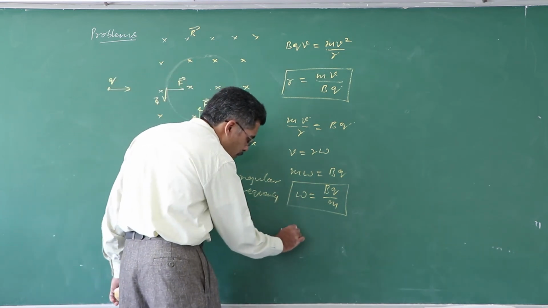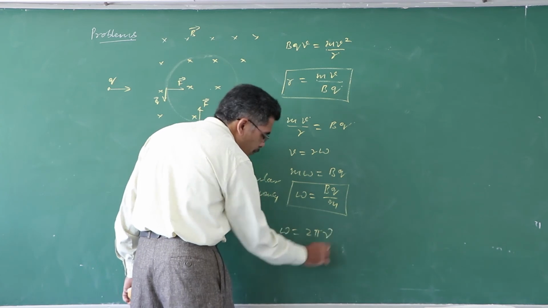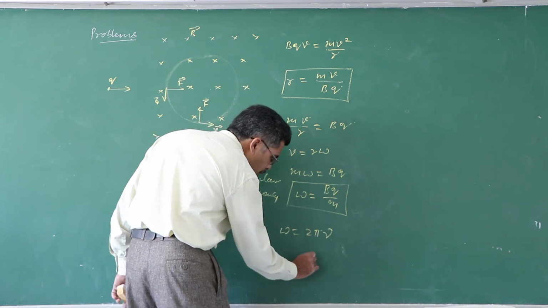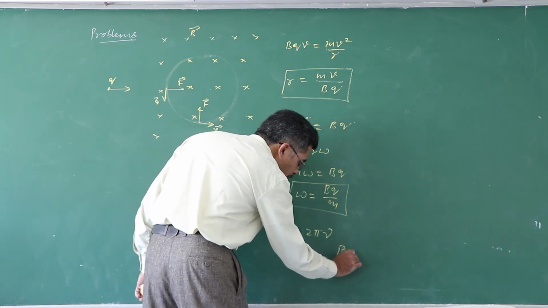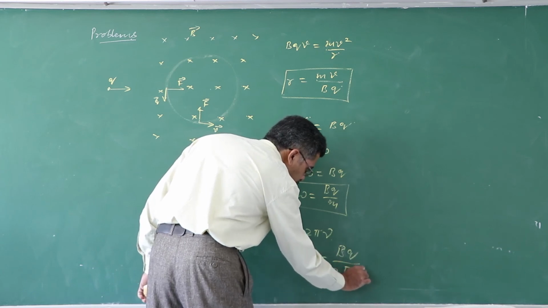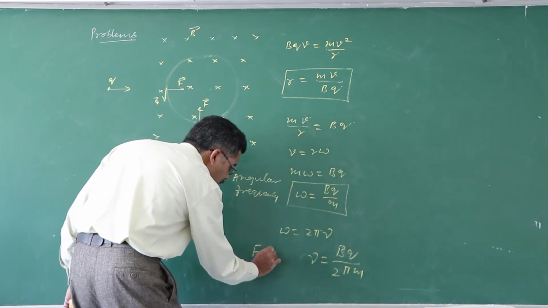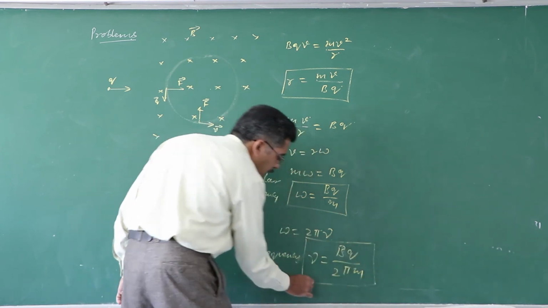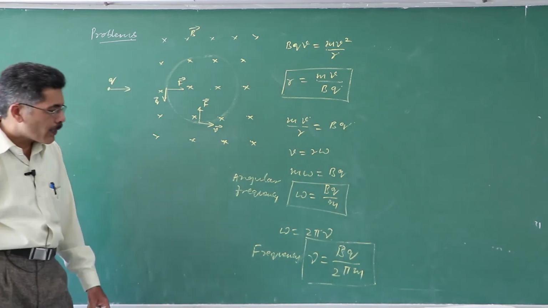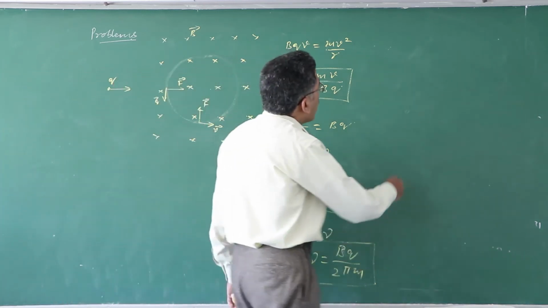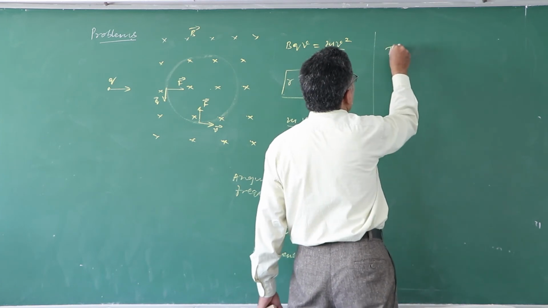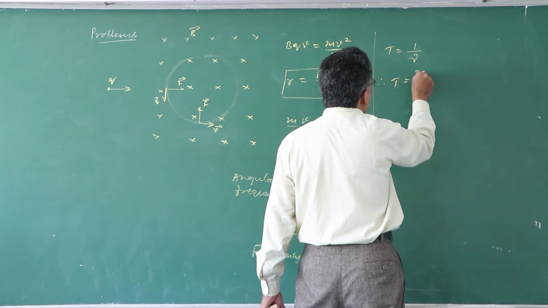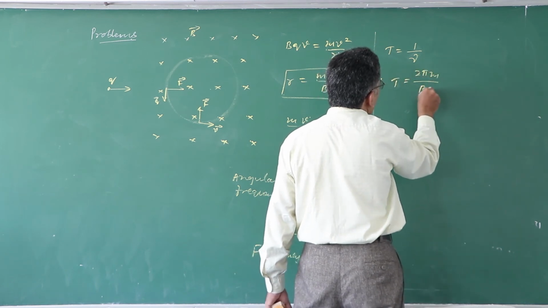But omega is equal to what? 2 pi into nu, where nu is called frequency. Therefore, nu becomes equal to BQ divided by 2 pi m. This gives you frequency. The number of revolutions made by a charged particle in a unit time is called frequency. And you know that period is equal to the reciprocal of frequency. Therefore, T is equal to 2 pi m divided by BQ.